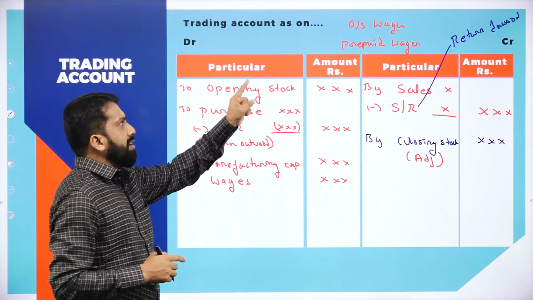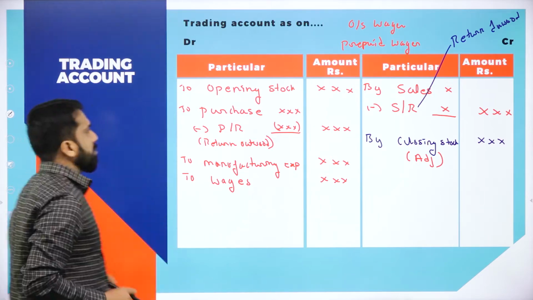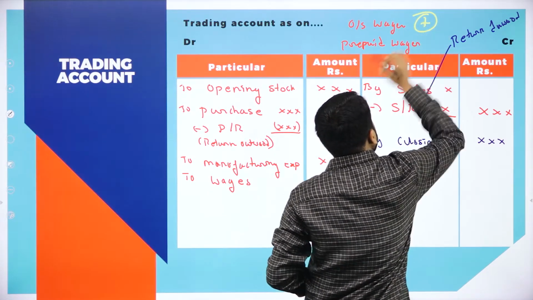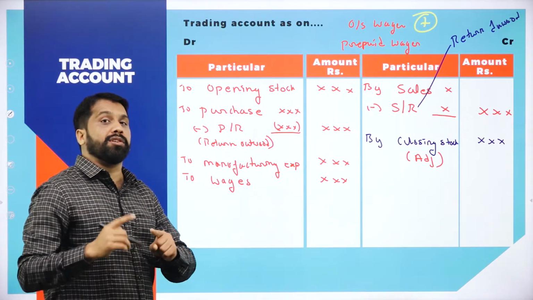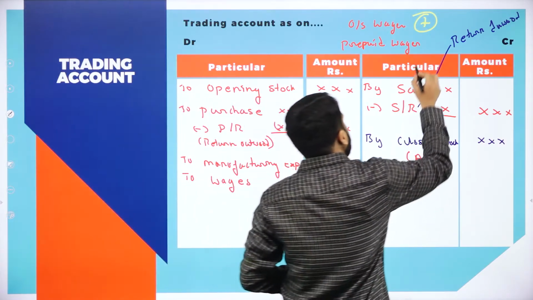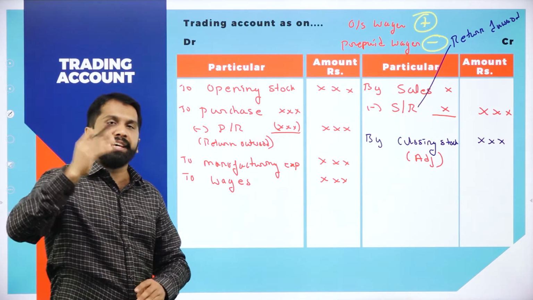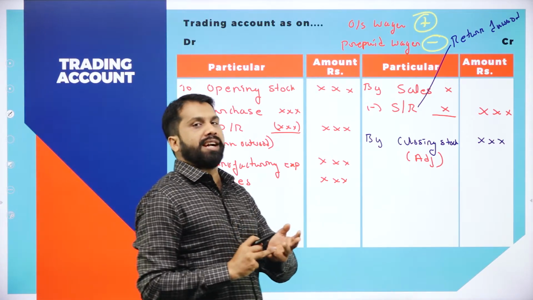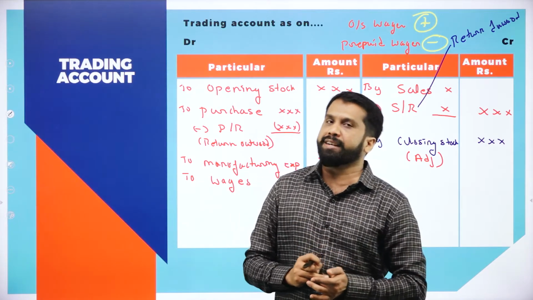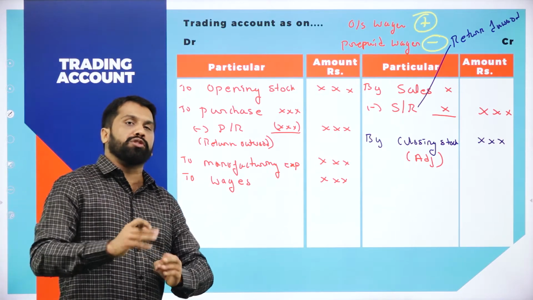Remember, if it is outstanding, you should add. If it is prepaid, you should minus. Simple logic. Anything, it may be wages outstanding, salary outstanding, carriage inward outstanding, rent outstanding, or electricity bill outstanding.